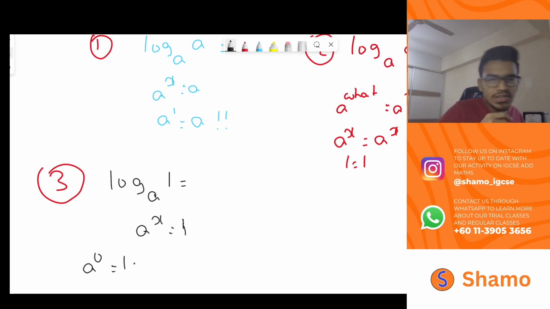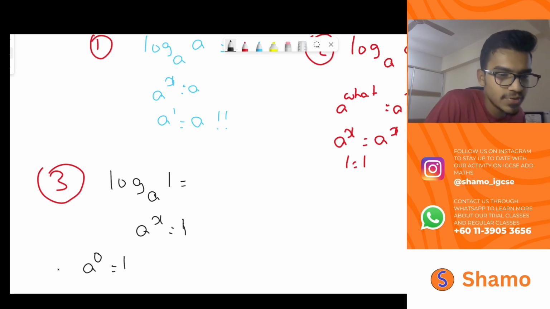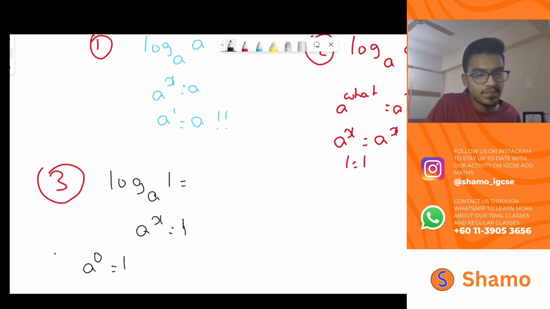Now you might be thinking, why does something to the power 0 give us 1? We've learned it for so long. If you're my student, you probably know this. And if you're not, if you're interested, I could make a video on this. Just tell me in the comment section. But right now, that's a bit irrelevant to our revision. But if you're interested in it, just let me know.